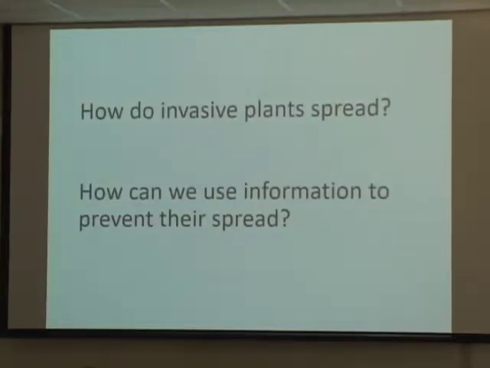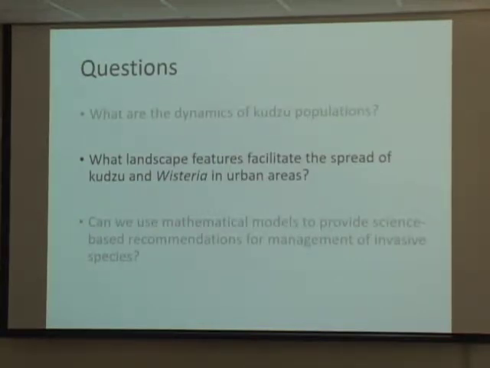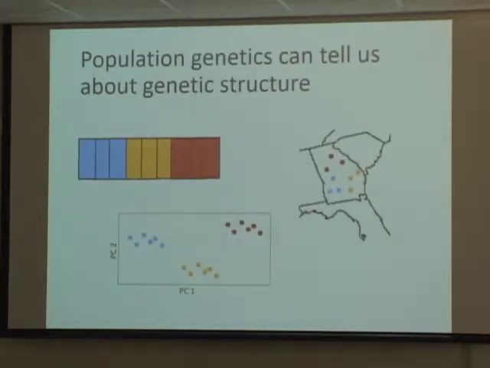So at this point, I want to bring you back to my main questions of how do invasive plants spread, and how can we use information about their spread to prevent their spread. Specifically, I'm asking what landscape features facilitate the spread of kudzu and wisteria in urban areas. Population genetics studies often look at isolation by distance. We often care somewhat about how these things are structured in space. So here's a cartoon of a structure plot which shows very nice structure, a PCA which shows that the blue and red and yellow are really different. And then we can put this on a map. So we can say, are the blue populations closer to each other, and are the red populations closer to each other?